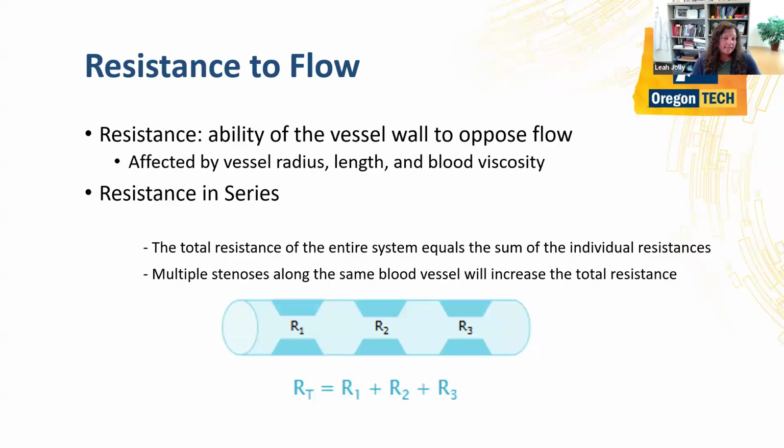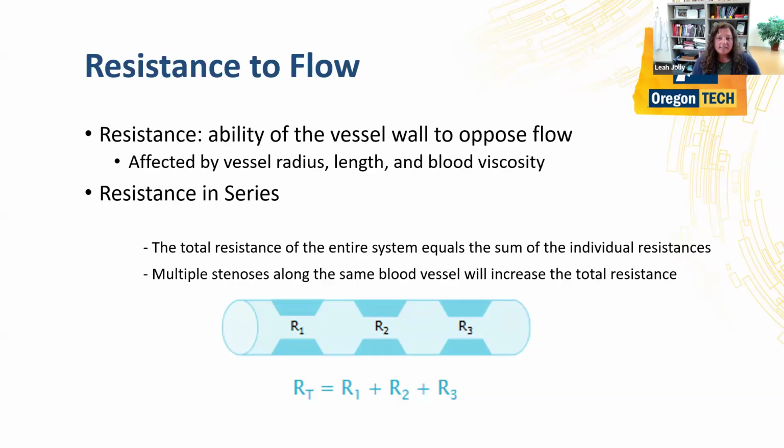All right, we talk a lot about resistance, and when we start describing waveforms, the resistance matters. But resistance is the ability of the vessel wall to oppose flow. So changes in vessel radius, so dilating and contracting, actually affect the resistance quite a bit. The vessel length and blood viscosity also have an effect on resistance, but radius is the most important thing.